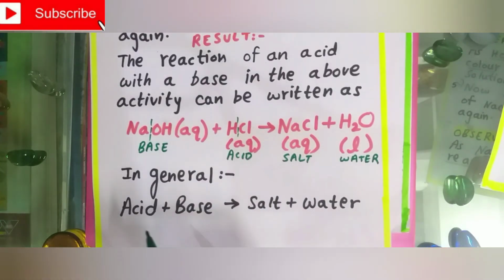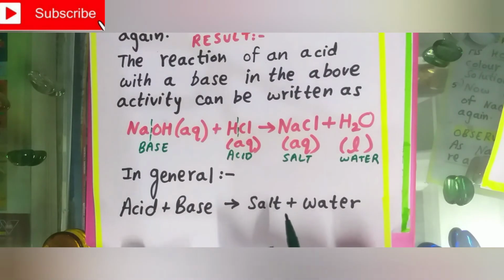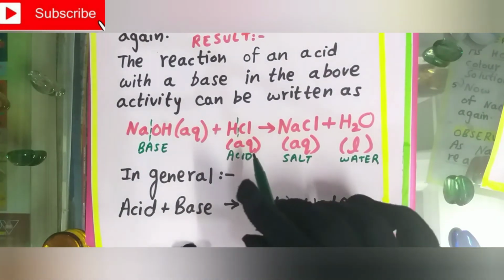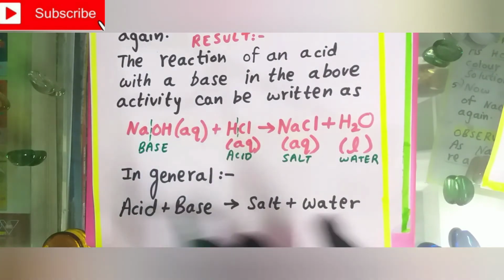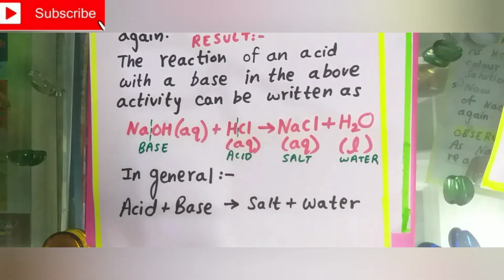So this is the conclusion which we get from this activity. That is, whenever acid reacts with base, we get salt plus water, be it any base and any acid. Here the acid which we have taken is HCl, and the base we have taken is NaOH. We observe that it is forming NaCl, which is salt, and water.